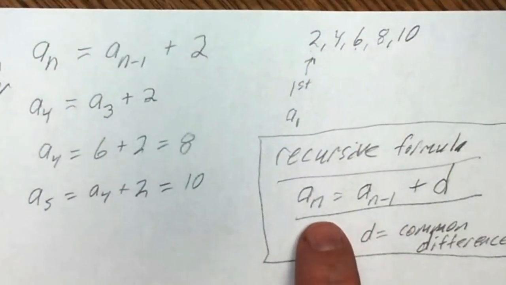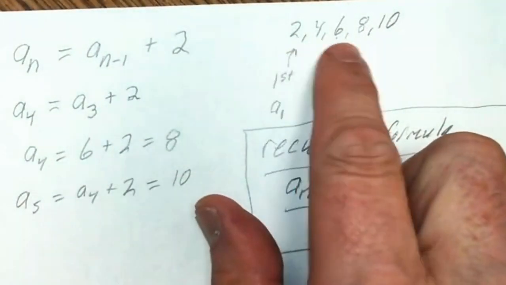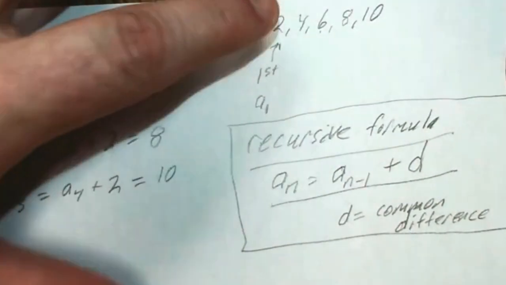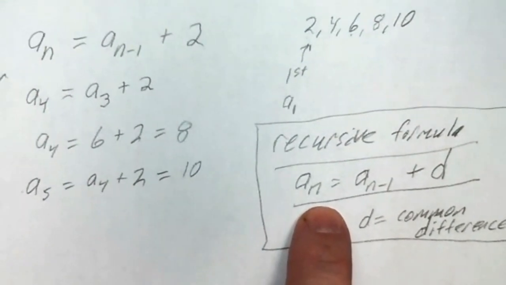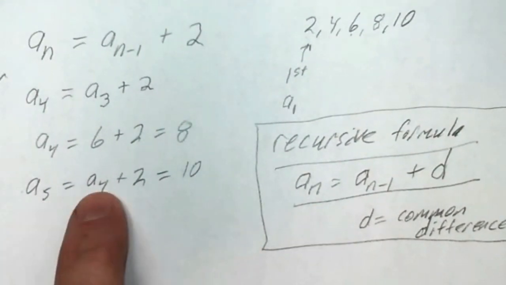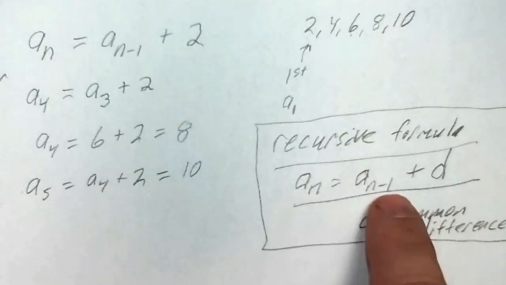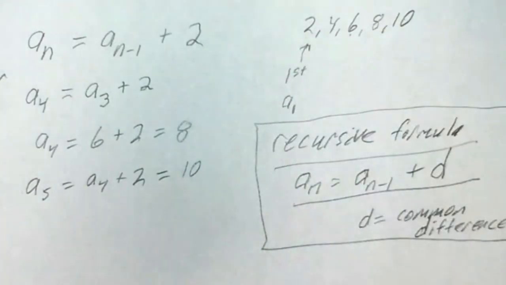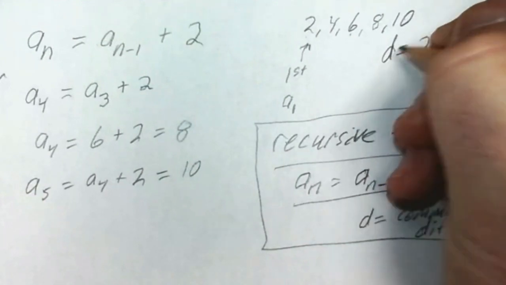And we're like, hey, that's great. If I know what the common difference is, and I can find the common difference real easy, I can see it's 2 on this one. It's very easy for us to understand that if I want to find the 5th term, I just take the 4th term and add whatever the common difference is, which happens to be 2. In this specific sequence, d is 2.